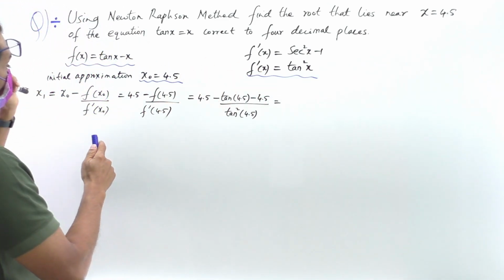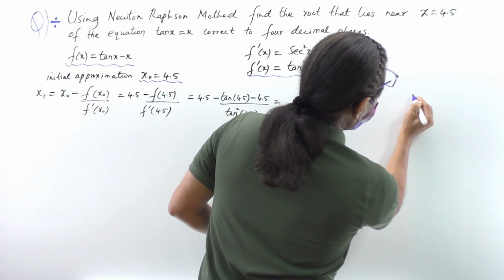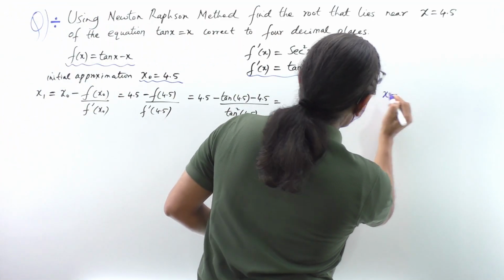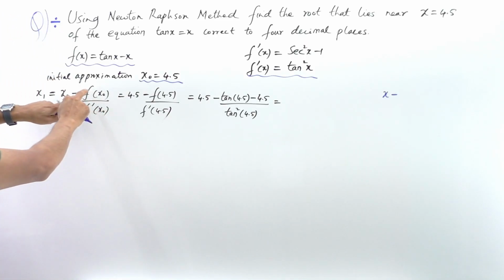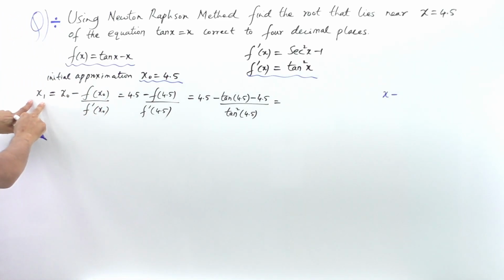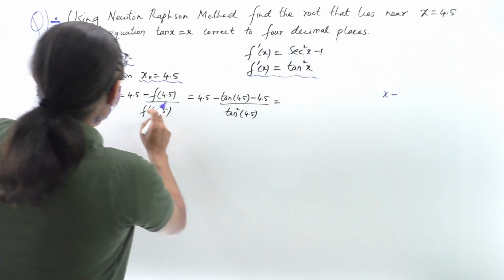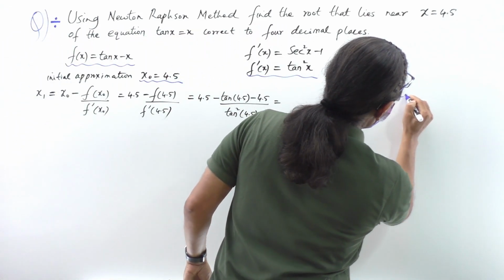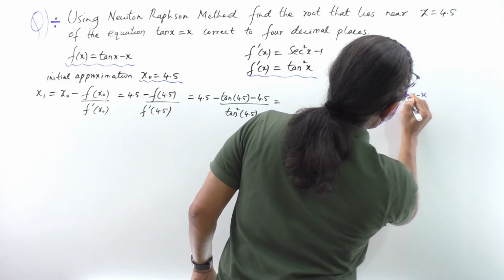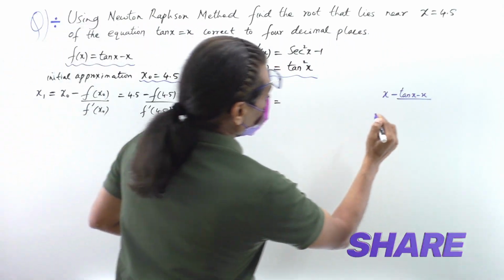But before that, I will make a small formula here. For the formula, x will always be there minus f of x by f dash of x naught, where x naught is the initial x1, first iteration. So x will always be there minus, what is f of x? Tan x minus x. I'll write here tan x minus x over, what's f dash? It is tan square x.